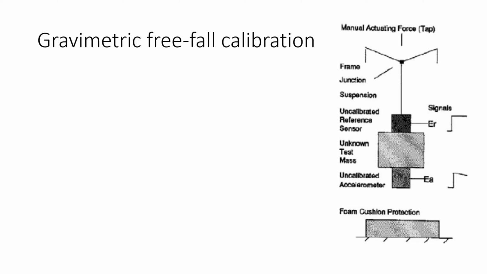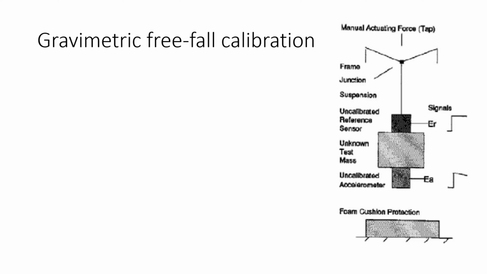The next method we're going to talk about is called Gravimetric Freefall calibration. This is a method for approximating the sensitivity value of an accelerometer, and this process is different from the previous because it can give us the sensitivity values for a piezoelectric accelerometer too.